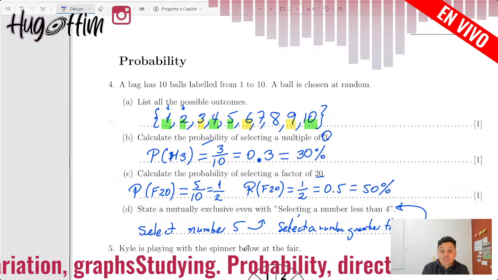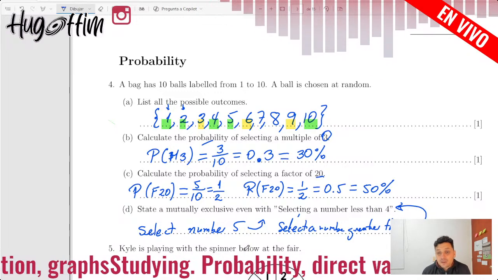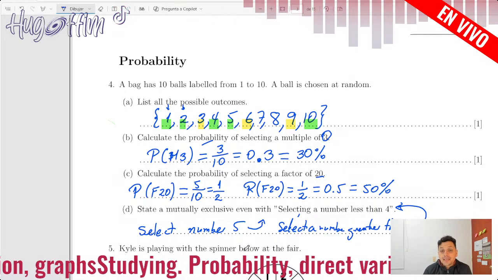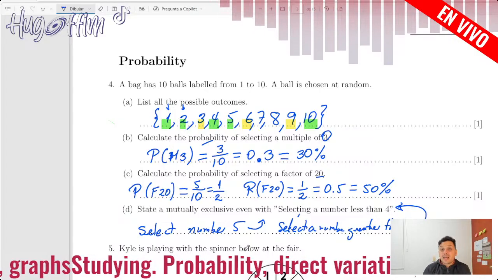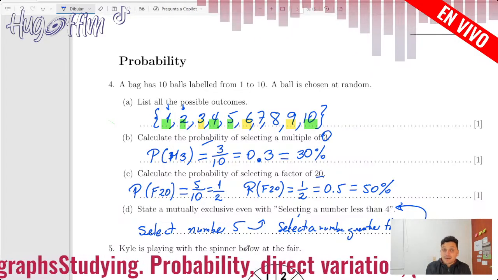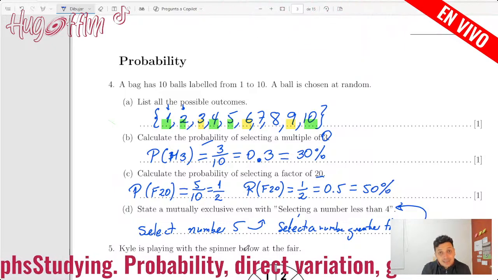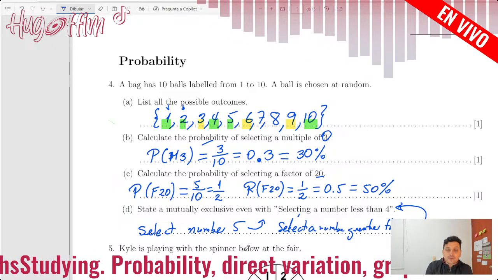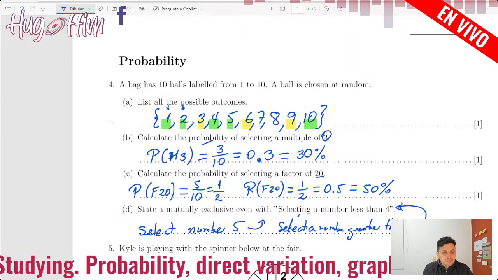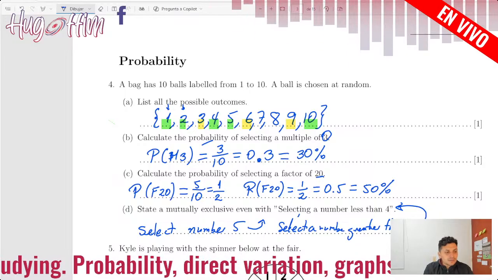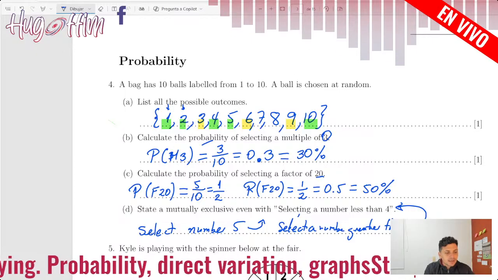Because you can tell me, Mr. Hugo, multiple of 3 and less than 4 could be mutually exclusive because 2 is less than 4 and is not a multiple of 3. Yes, that's correct, but 3 is less than 4, so it can be selected as less than 4 and a multiple of 3. So be careful about that, because it's usual that this happens when you're working on finding mutually exclusive events.